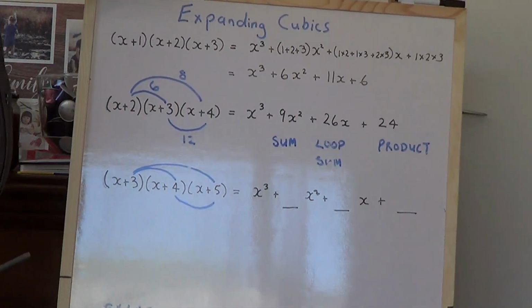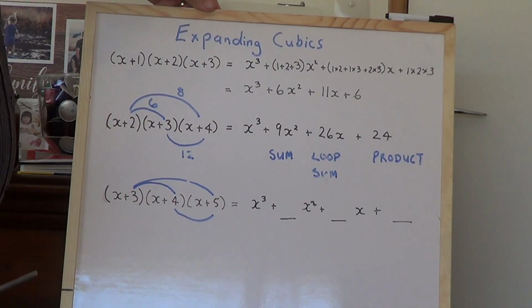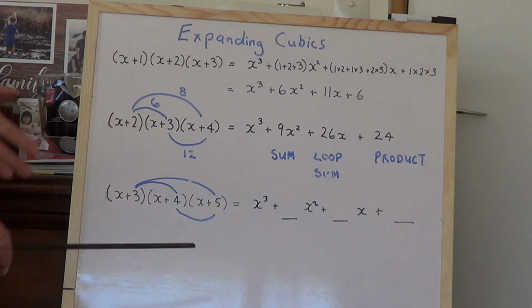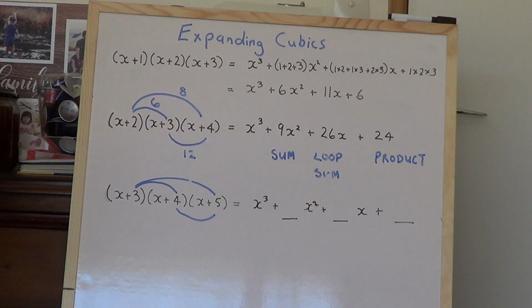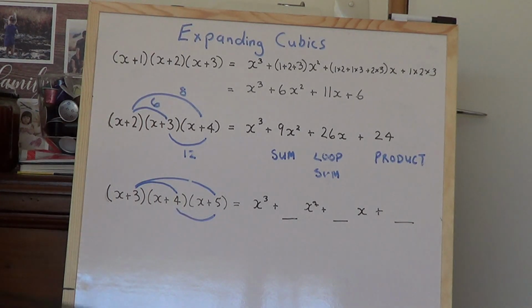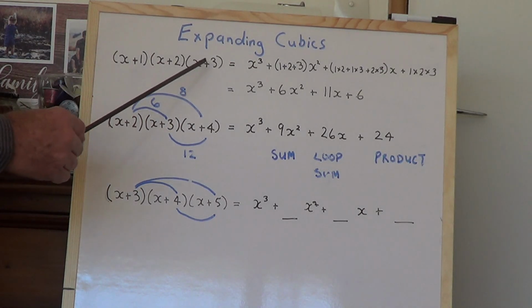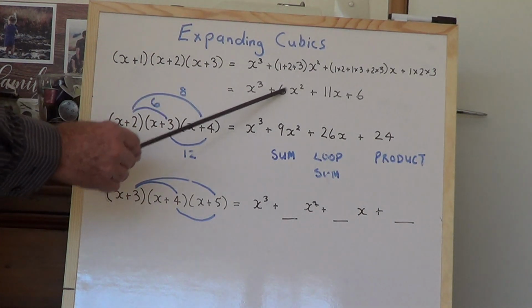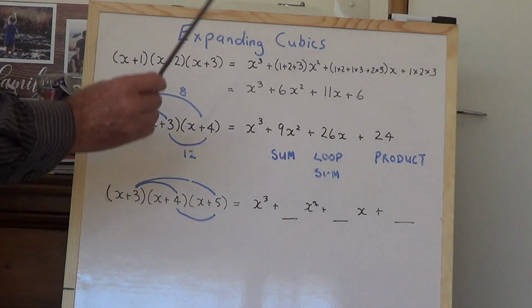Now, make sure I get that line up, expanding of cubics, actually that should be simple cubics. If we take this one here, x plus 1, x plus 2, x plus 3, we look at the sum of the 3 numbers, 1 plus 2 plus 3 is 6. So it's x cubed plus 6x squared.